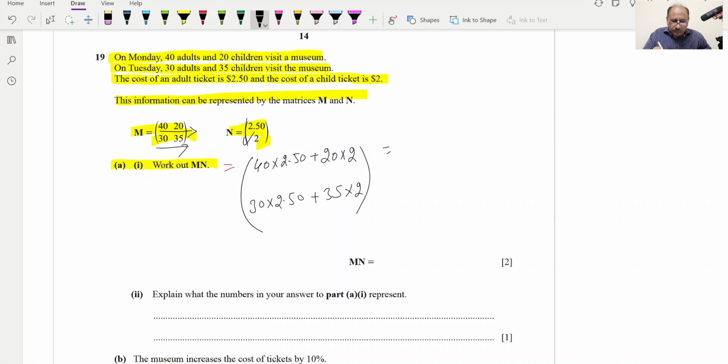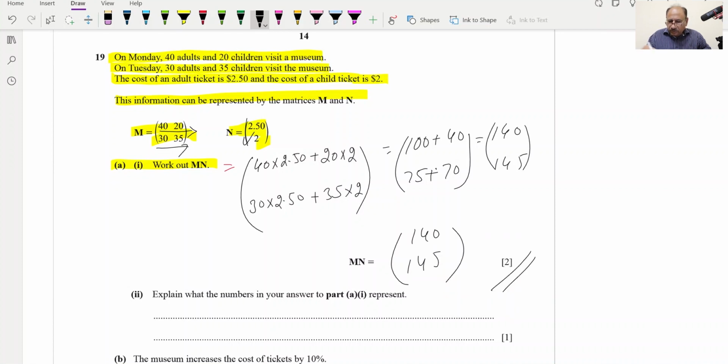And we can add. 40 multiplied by 2.5 will be 100, so 100 plus 40 will be 140. And the second will be 30 multiplied by 2.5 will be 75, plus 35 into 2 will be 70, and this will be 145. We can write in matrix form, so it will be 140 and 145. This will be the answer for 2 marks. Hopefully you understood this.